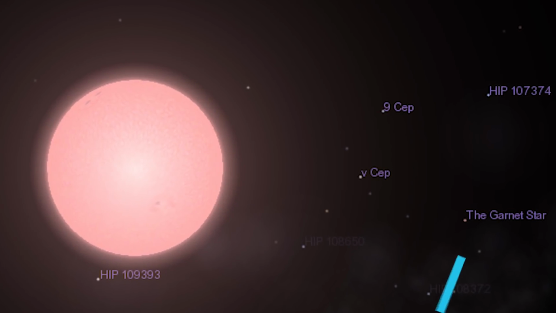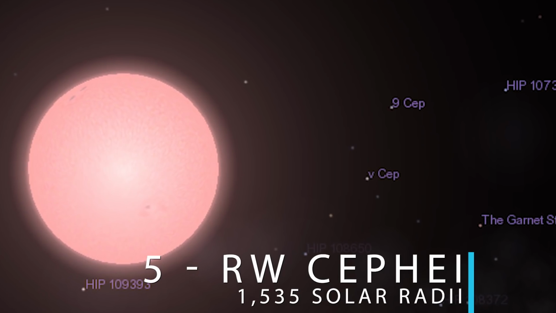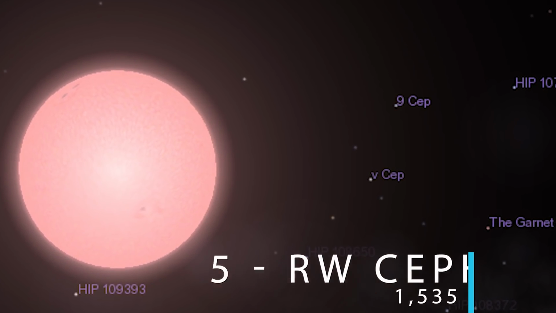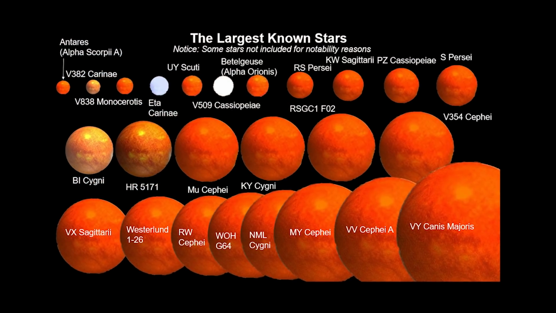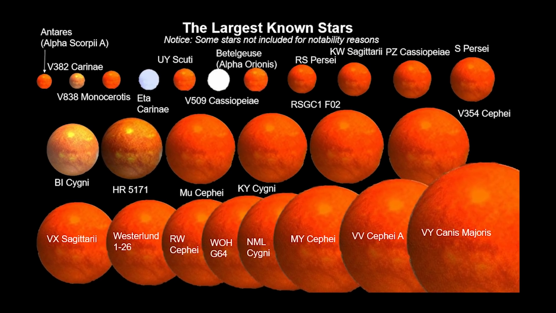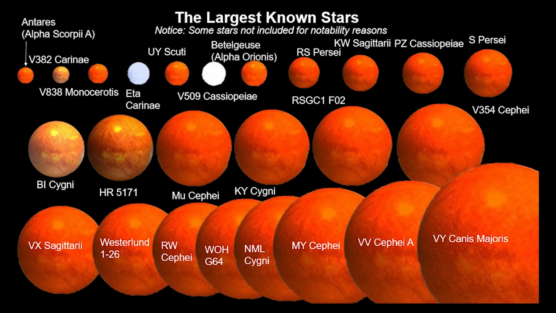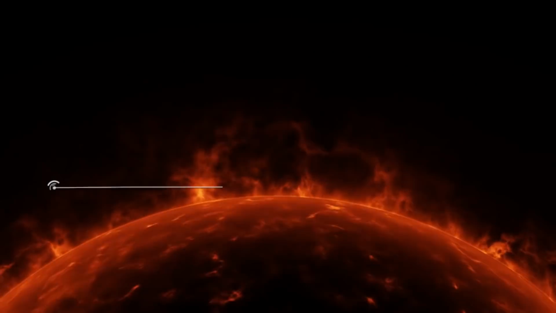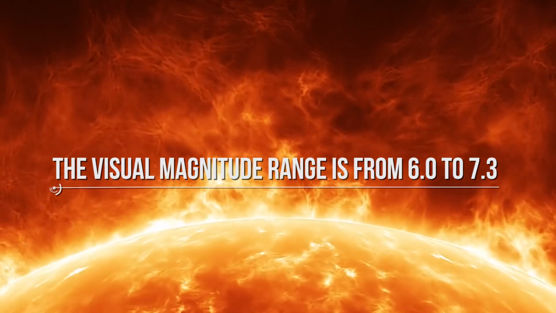Number 5. RW Cephei, 1,535 solar radii, an orange hypergiant in the constellation of Cepheus. RW Cephei is also a semi-regular variable star of type SRd, meaning that it is a slowly varying yellow giant or supergiant. The visual magnitude range is from 6.0 to 7.3.